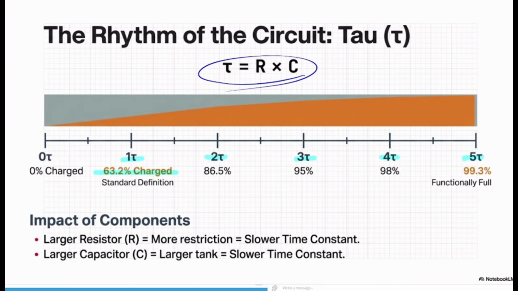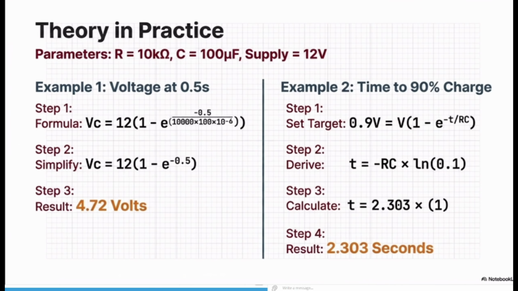That's why we say that 5 tau is the time it takes for a capacitor to get fully charged. The larger the resistor is, the more restriction we have, and obviously a slower time constant. When your current decreases because R is high, there is less speed for the electrons to flow through your capacitor, and it takes more time to get charged. The larger capacitor means a larger tank and obviously a slower time constant. That's why tau has a direct relationship with R and C itself.